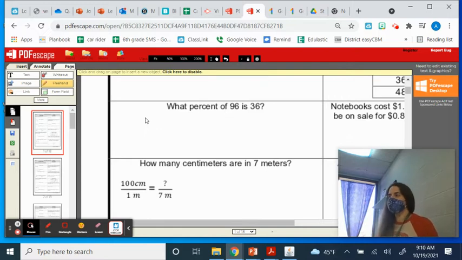What do I always start with when I divide? The big number. No. The small number. I start with the part. So you're going to do 36 divided by 96. Just so you don't hurt your brain, use a calculator. I would do it too.